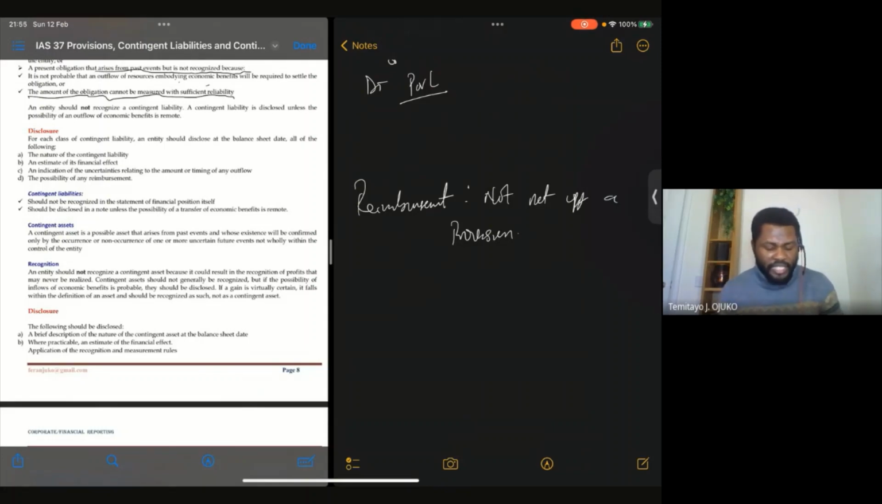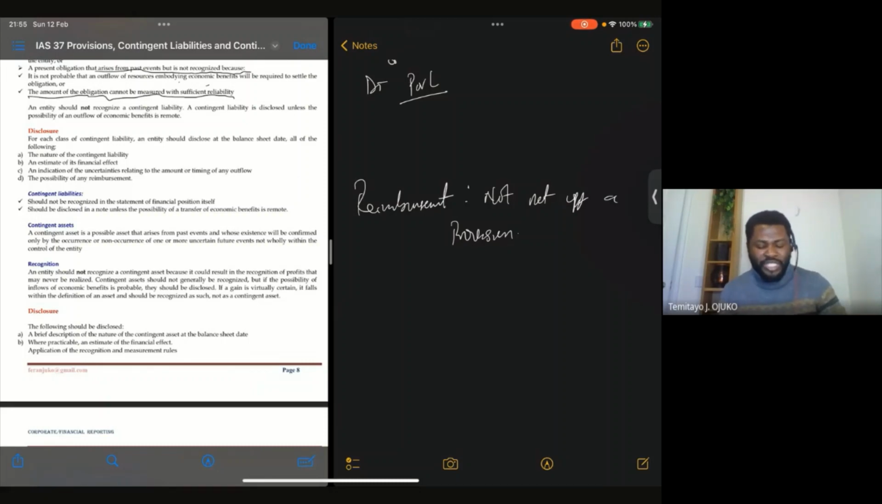Okay. Contingent asset. A contingent asset is a possible asset that arises from past events and whose existence will be confirmed only by the occurrence or non-occurrence of one or more uncertain future events not wholly within the control of the entity. Now, recognition. An entity should not recognize a contingent asset because it could result in recognition of profit that may never be realized, by the prudence concept.